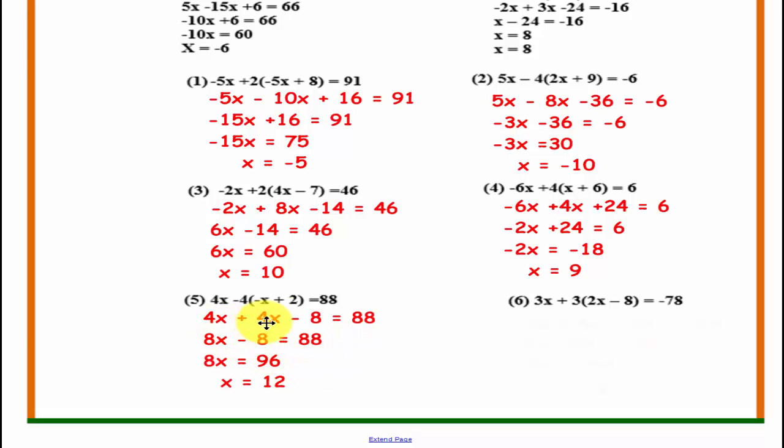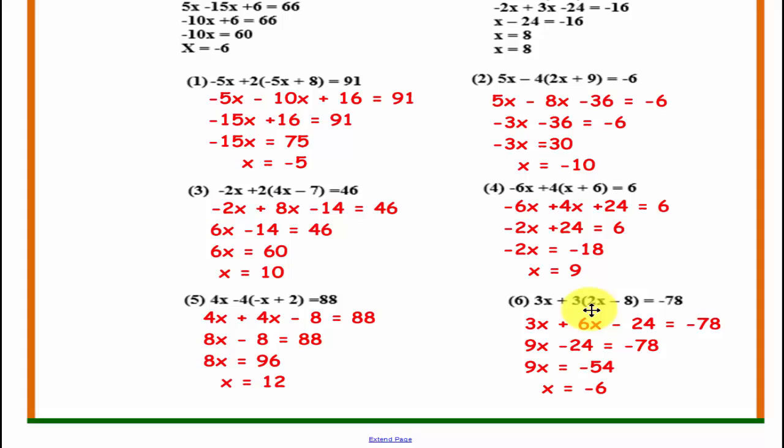Here we have 4x plus 4x minus 8 equals 88. Okay, the reason we have that, we have negative 4 times negative x. That's going to be positive 4x. And negative times a positive is negative 8. All right, so plus x plus 4x equals 8x. Minus 8 equals 88. 8x equals 96. We had to subtract 8 from, or add 8 to this side, so we have to add it over here. So 8x equals 96. Divide 8 into 96. X equals 12. And the last problem, we have 3x plus 6x minus 24.